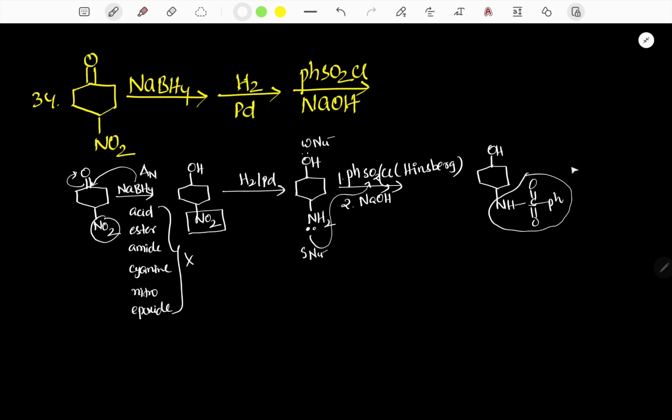This part is the sulfonamide. Now we are adding NaOH. The sulfonamide has an acidic proton, so by removing the proton it forms the corresponding soluble salt. So this is a Hinsberg test type reaction.